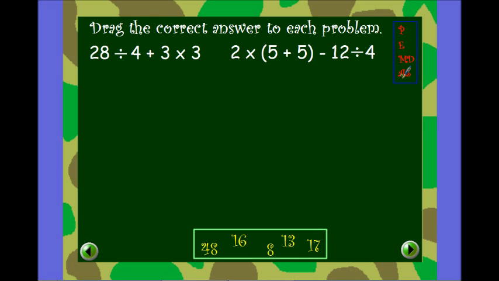Same thing over here. Go ahead and pause, come back when you're ready. So 28 divided by 4 is 7. 7 plus 3 times 3. You're going to do multiplication. 7 plus 9. 7 plus 9 is 16.